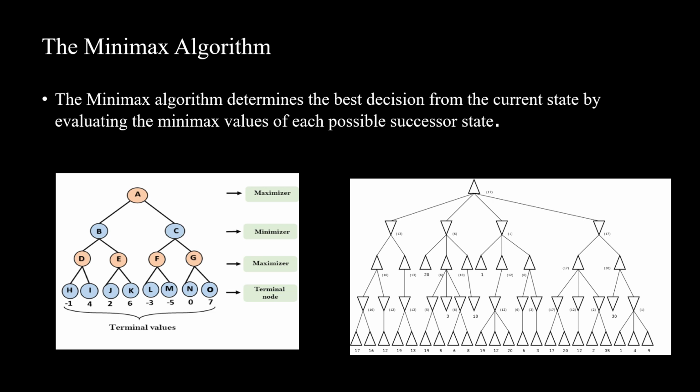The minimax algorithm determines the best decisions from the current state by evaluating the maximum values of each possible successor state. This involves computing values for each node in the game tree, starting from the bottom and working upwards. The algorithm employs a straightforward approach, directly applying the relevant equations at each step of the recursion.